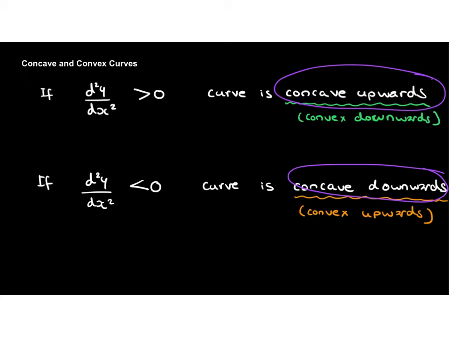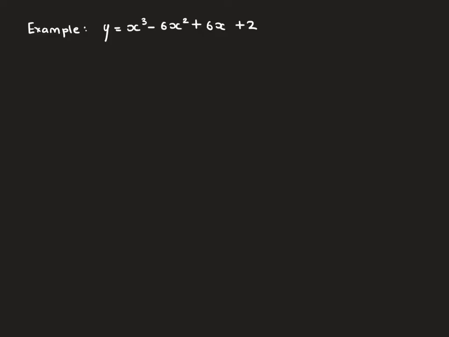Now, really, to understand more about what these terms mean, we need to look at an example involving a graph, and that's what we're going to do next. So the example that we are going to investigate is y equals x cubed minus 6x squared plus 6x plus 2. So my first task is to differentiate this. dy by dx is equal to 3x squared minus 12x plus 6. And so that I've got this information ready for use later, I'm also going to differentiate again to find the second derivative, d2y by dx squared, which is 6x minus 12.